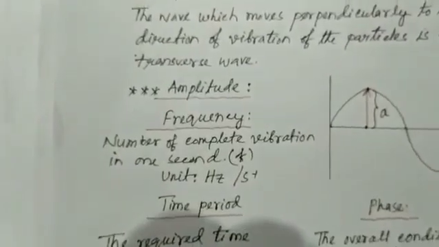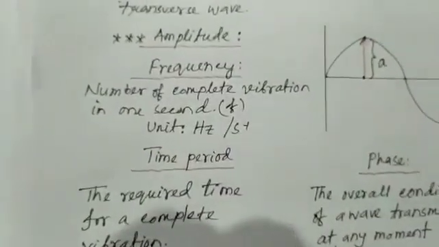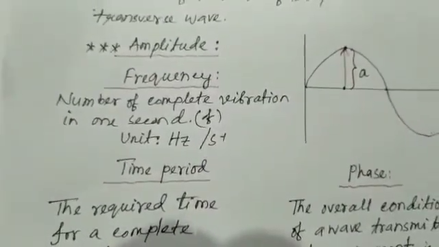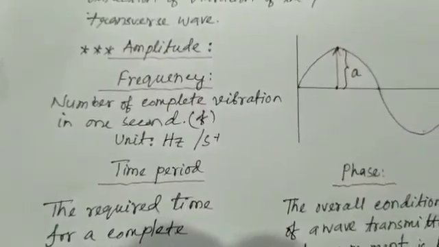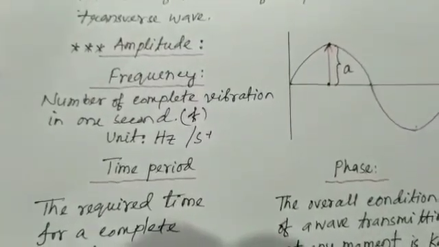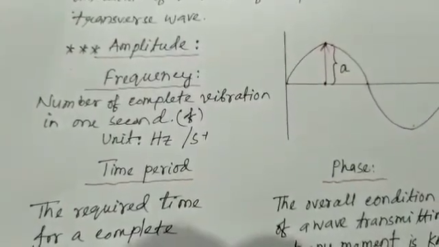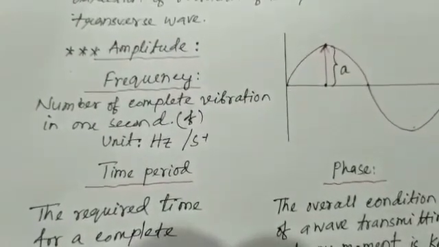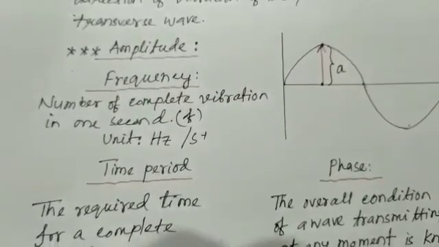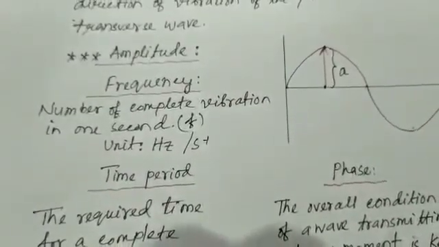Now we will talk about some important parts of the wave. Especially number one is frequency. So what is frequency? The number of complete vibrations in 1 second is called the frequency, or the number of complete oscillations or complete rotations in 1 second is called the frequency.